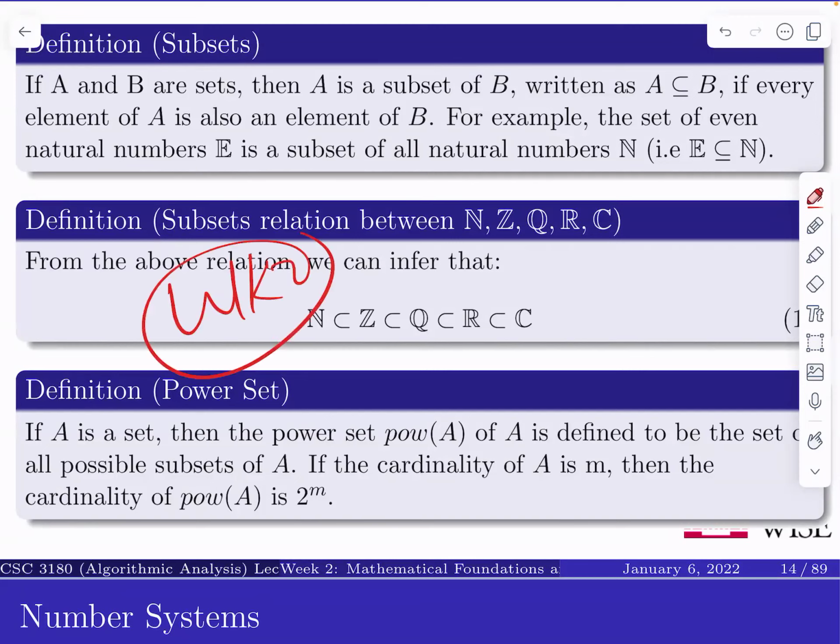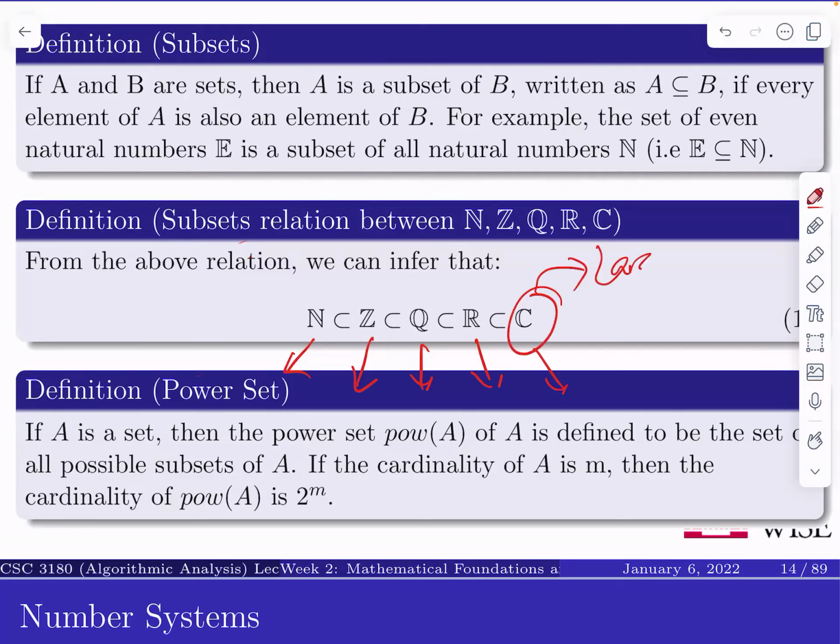So, in our last class, we discussed different number spaces: natural numbers, the set of integers, the set of rational numbers, real numbers, and complex numbers. We talked about how the complex number space is the largest.